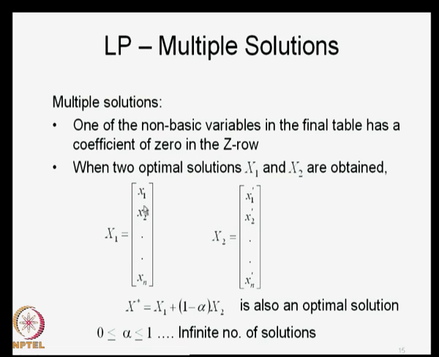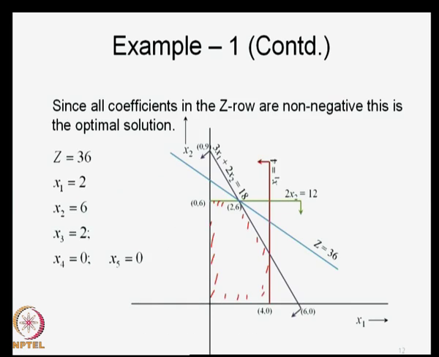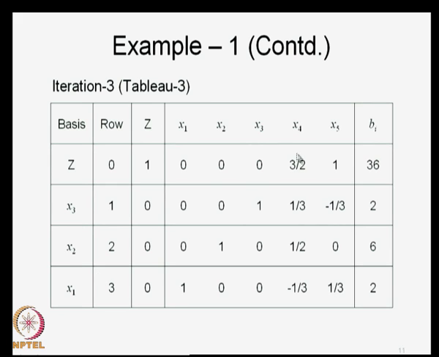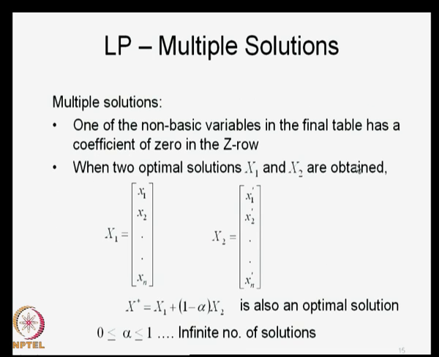Once you have two solutions, this is one of the optimal solutions, x1 equal to x1 and so on up to xn, and the other is x1 dash, x2 dash and so on up to xn dash. How did we obtain two solutions? From the optimal tableau, the last tableau, you identified the non-basic variable which has a coefficient of 0 in the z row, brought it into the basis and generated another solution. This was one solution and you generated another which still has z equal to 36, but the basis will be different, and therefore you identified two solutions.